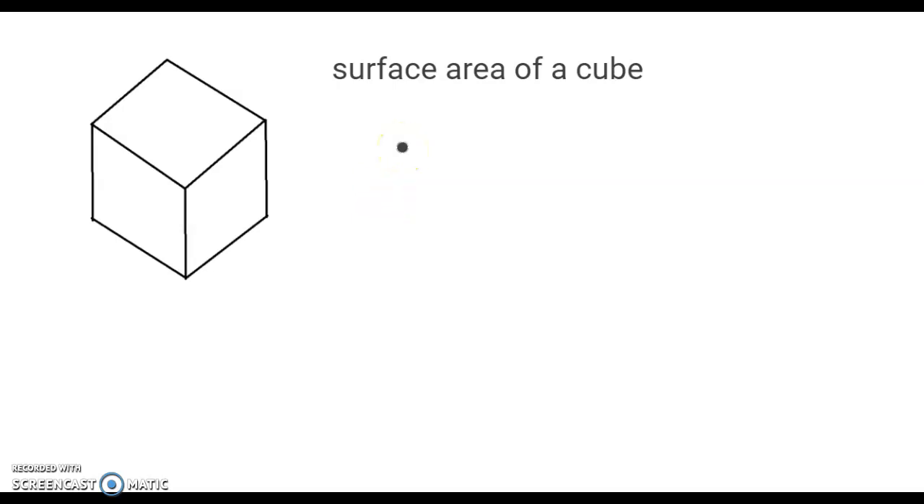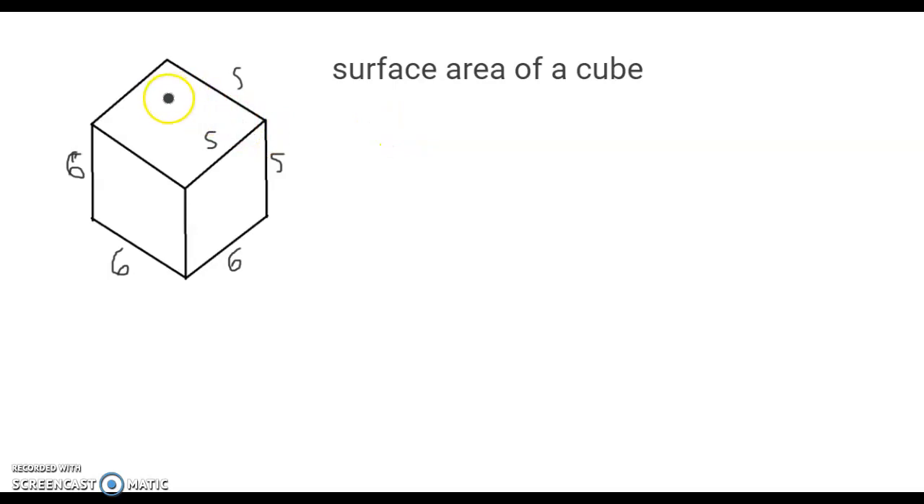Okay, the surface area of a cube. A cube has all the sides equal. It has this as S and this as S, and this too is S. They're all the same. Suppose the height of the cube is 6 centimeters, then the length is also 6 centimeters and the width is also 6 centimeters. So all the sides of a cube are the same.